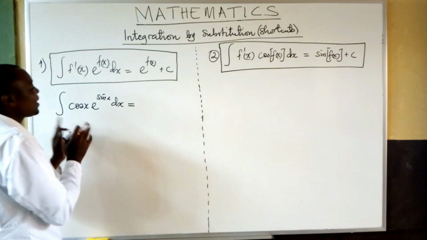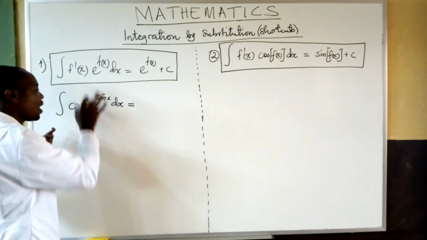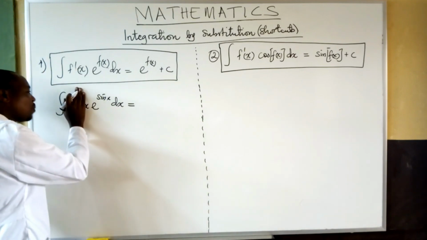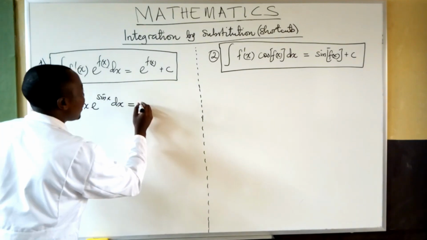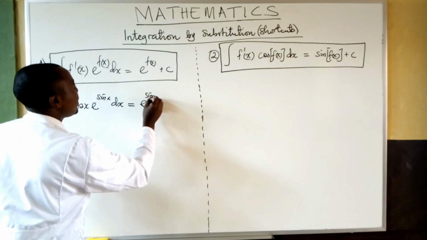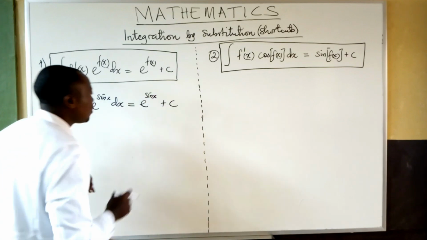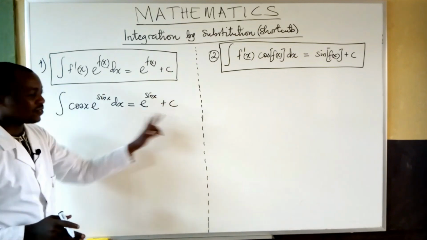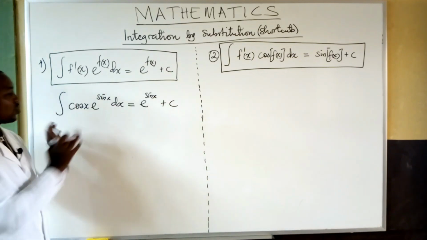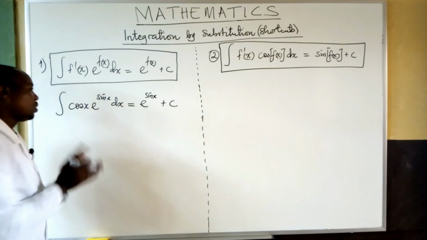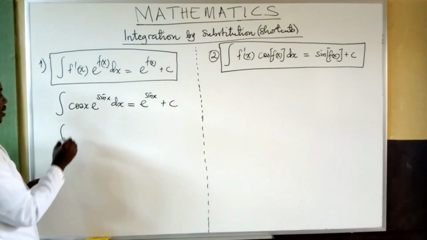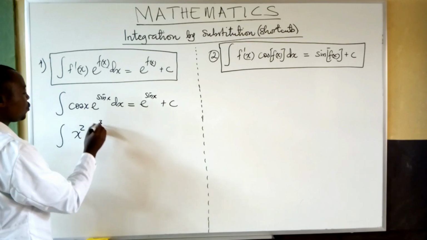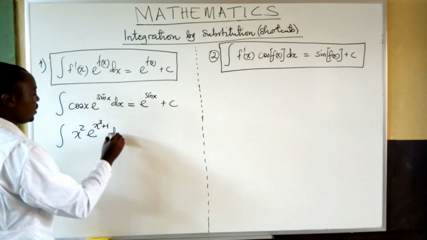I notice that there is a function that if I differentiate, I will get this part, and that function is e to the sine x. So I simply ignore the cos x and then write the answer as e to the sine x plus my constant of integration. Most of the cases will not be as easy as this one, where the differential is just beside the function. Take this other case, integral of x squared e to the x cubed plus 1 dx.